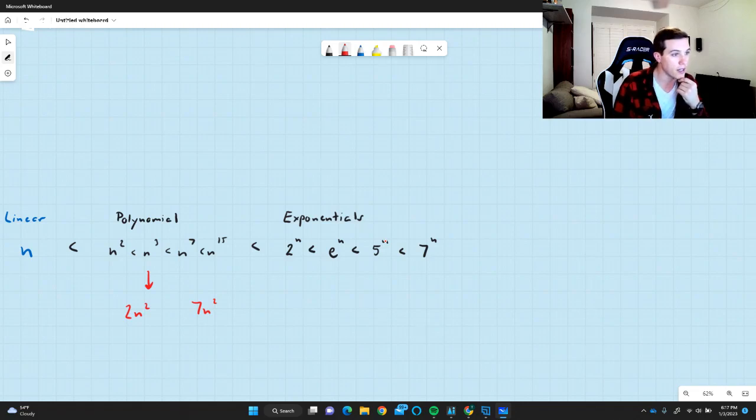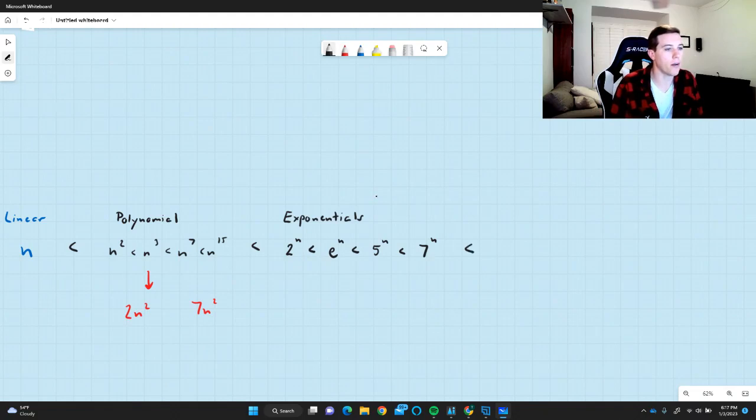Whereas in these cases, 5 to the n is a different exponential base. It grows way faster, and its growth rate increases more rapidly than e to the n. So just remember, on these ones, 2 and 7 are coefficients. The function itself is n squared and n squared, same growth rate at infinity. In these ones, 2 to the n and 5 to the n are two different functions, where 5 to the n is a faster growing function than 2 to the n. We will see that a lot as we go forward.